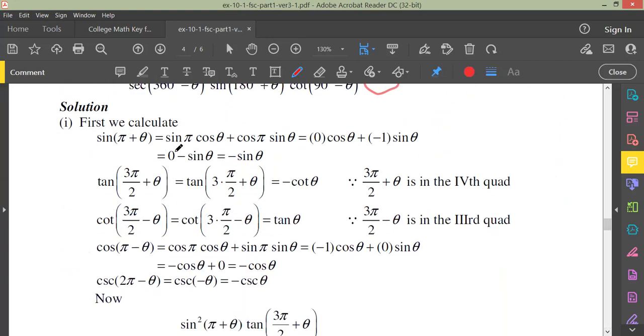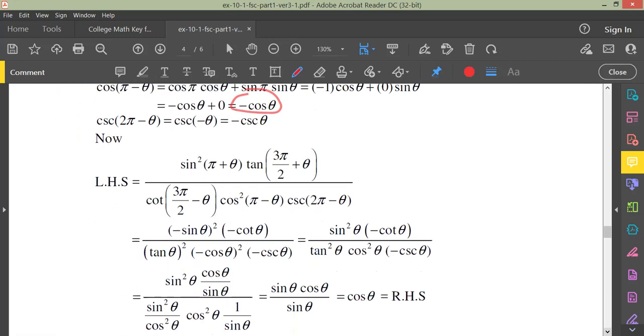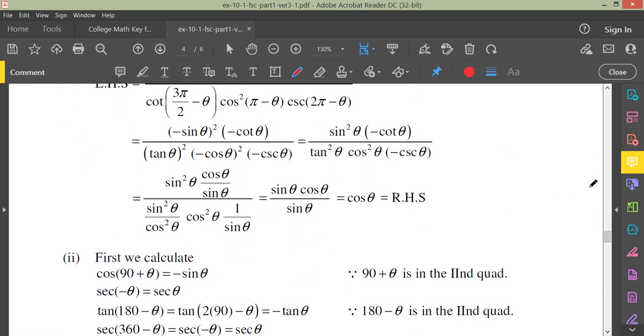Sine of pi plus theta, after applying the formula, will be equal to minus sine of theta, and tan of 3 pi over 2 plus theta, this is an odd multiple, so tan will convert into cot, and this will become minus cot of theta because this is in the fourth quadrant, where tan is minus. Cot will be converted into tan. Similarly, this is cos, after applying the formula this will become minus cos of theta, and cosecant will become minus cosecant of theta. So after putting in the values, our final answer will be equal to cos of theta.